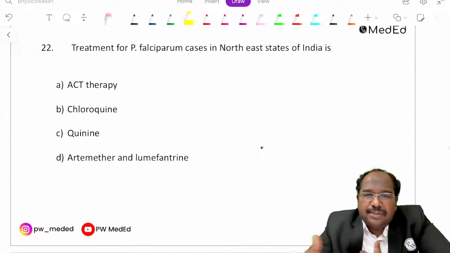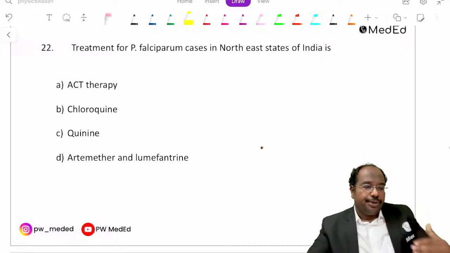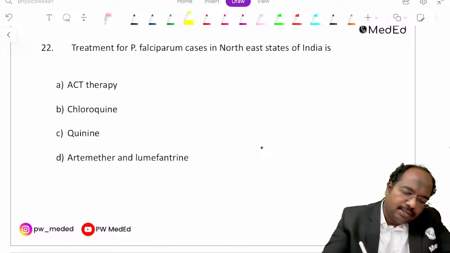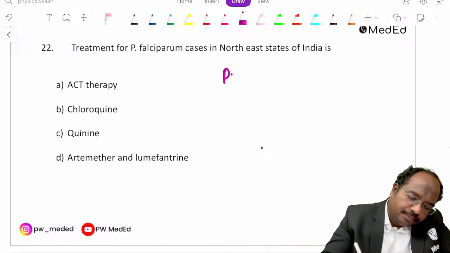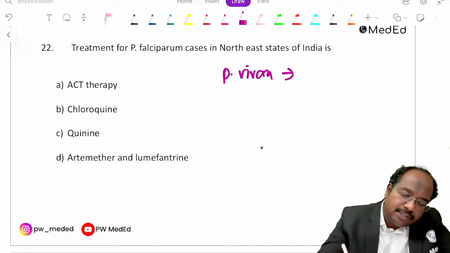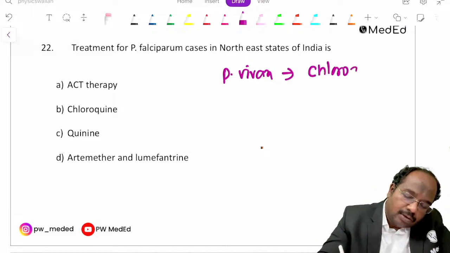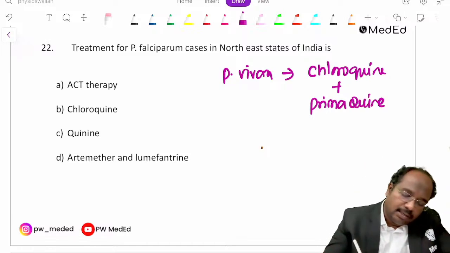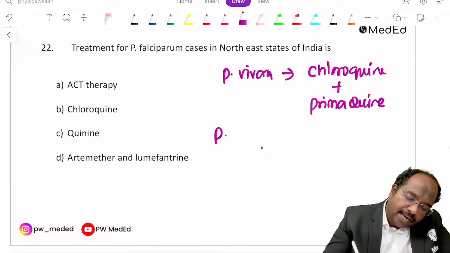It's a repeated question. A few years back, this was an INI exam question. What is the treatment of falciparum cases in northeastern states? Usually the resistance for malaria starts in the northeastern states. Suppose it's a case of Vivax. Vivax means it is chloroquine plus primaquine. This is for Vivax. This is Plasmodium falciparum.